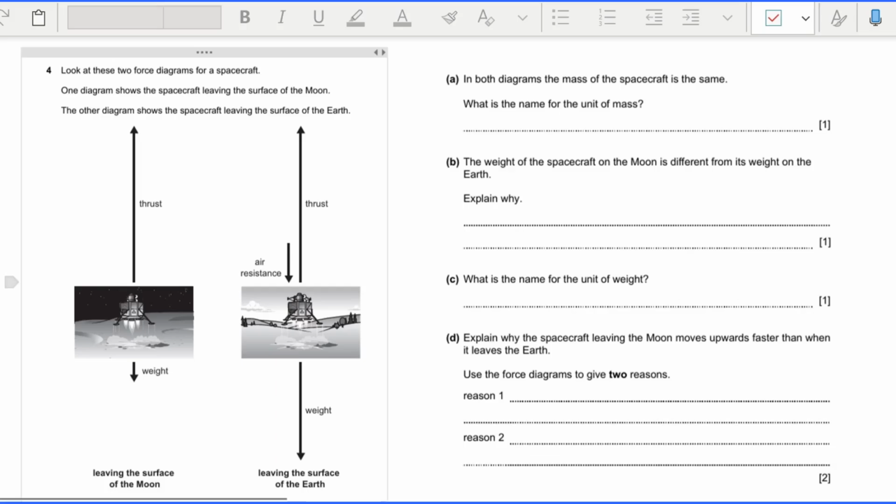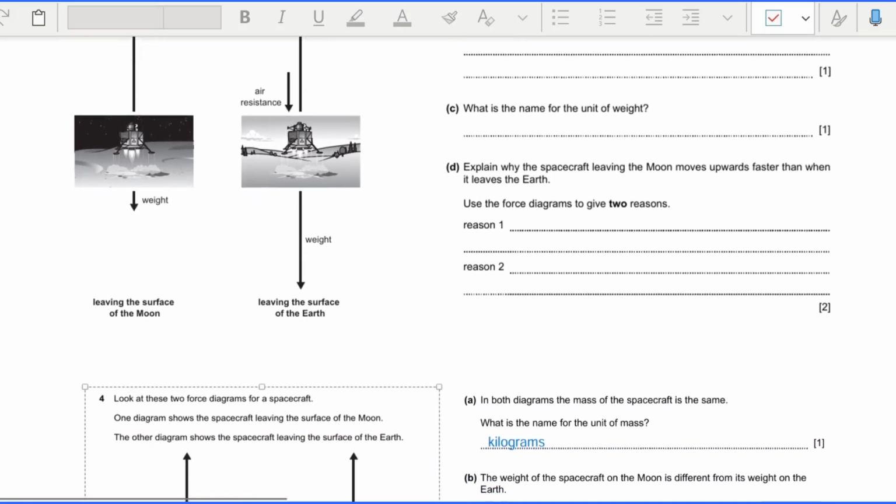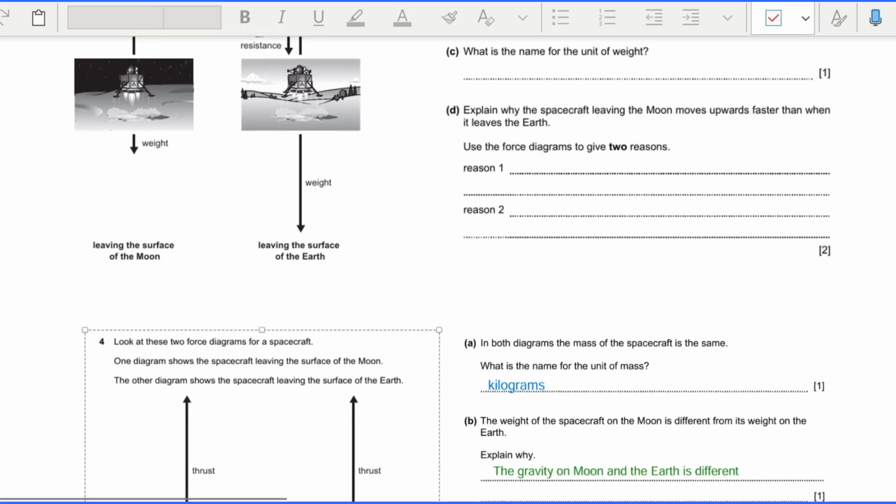Okay, let's see from the diagram. On the left side, the weight on the Earth is described as the longer vector and longer arrow. Now the weight on the moon is a shorter arrow. So it means the weight on the Earth is greater. So why do you think this is the answer? Let's check. The gravity on the moon and the Earth is different. That is the correct answer.